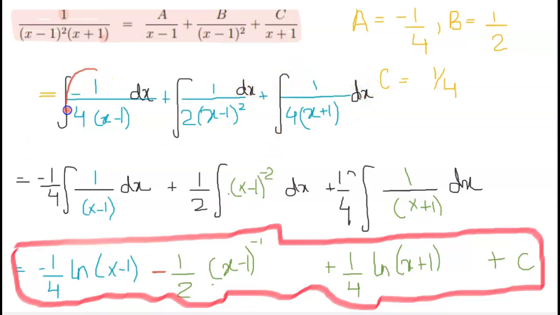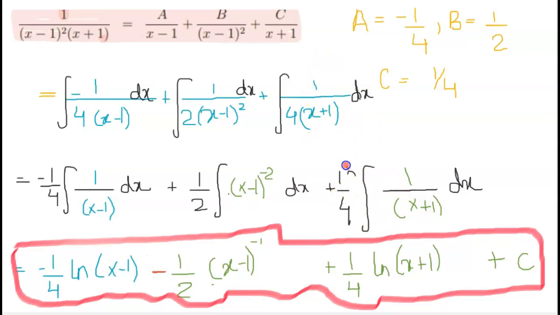The way we integrate is minus 1 over 4 comes out, and integrate that one. The way we integrate 1 over x minus 1, the answer is ln of x minus 1. And 1 over 2 comes out, and you've got (x minus 1) squared. There's a difficult way to do that, so the best is to bring it up. That becomes (x minus 1) to the power of minus 2. And then integrate it: minus 2 plus 1 divided by minus 2 plus 1. So that will become (x minus 1) divided by minus 1. This minus 1 will make this thing positive.